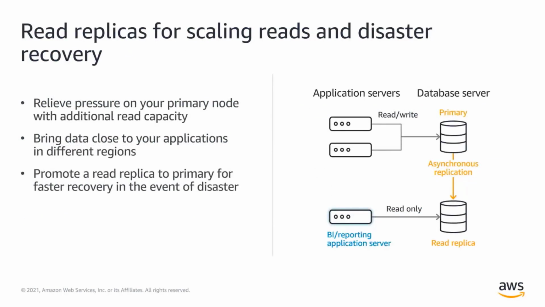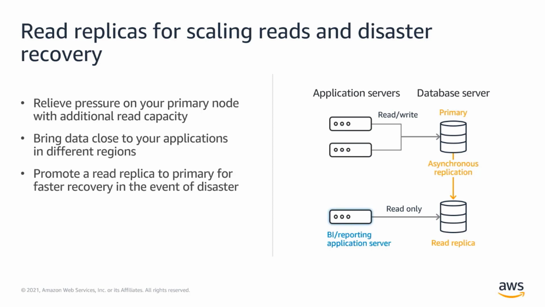So RDS makes it easy to create read replicas of your database and automatically keeps them in sync with the primary database. Read replicas are useful for both read scaling as well as disaster recovery use cases. You can add read replicas to handle read workload so that your primary database doesn't become overloaded with the read requests. And depending upon the database engine, you can also place your read replica in a different region from your primary, which may give you the ability to have a replica closer to the particular locality.